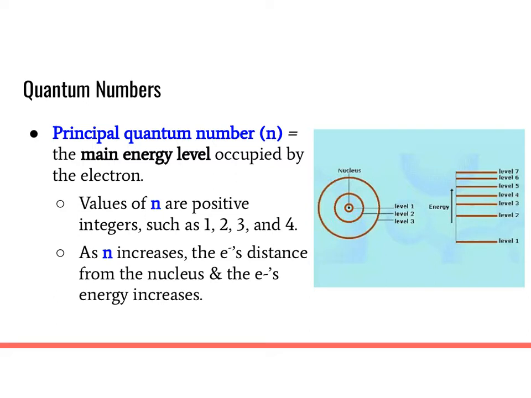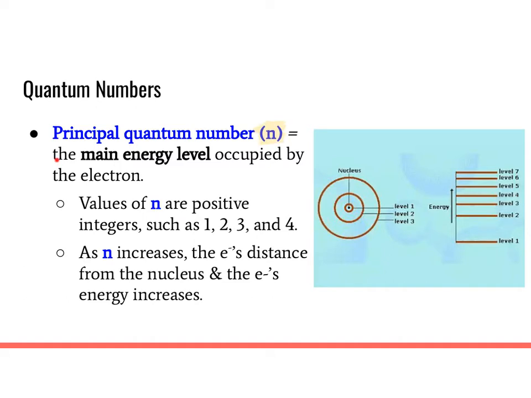The very first one that we're going to look at is something called the principal quantum number. Usually when we talk about principal, that's like the main one. If you have a principal issue, it means it's the main issue that you're going through. So what is the principal quantum number? First, oftentimes we are going to abbreviate that as N. So that's a good thing to know.